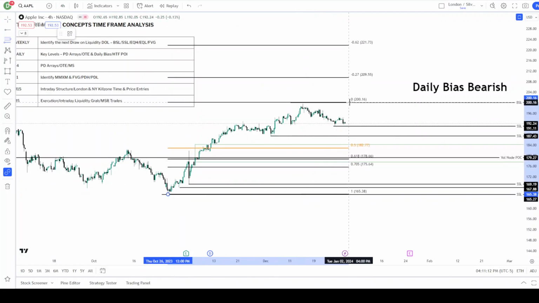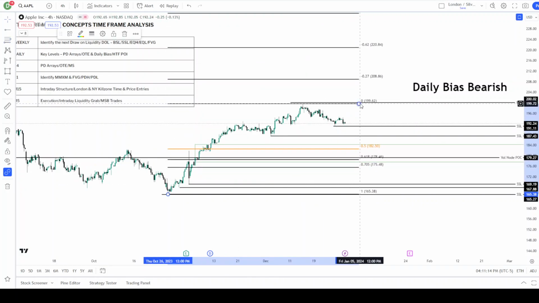Okay, we're really looking to pick up entries in discount. So minimum 182, but inside 182, well, equilibrium is inside that weekly fair value gap. We also have our point of control, volume node point of control, right down around where our 61.8 to 70.5 optimal trade entry zone is. Interesting enough. So lots of confluence for price to come back down into that 175, 180 range.